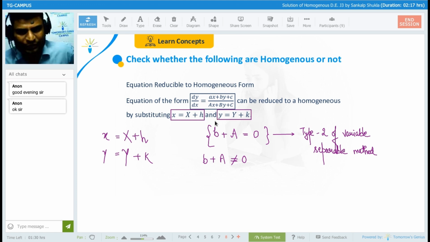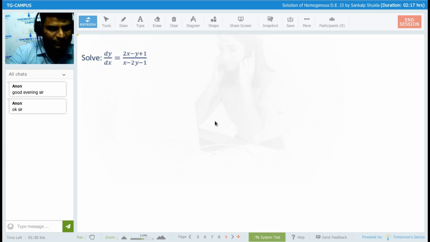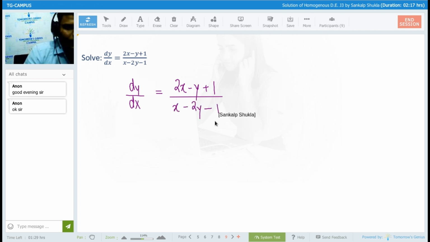These are the substitutions that you are going to make. Okay, should we start the question directly? Alright, see how we are going to do this. So dy by dx is (2x minus y plus 1) divided by (x minus 2y minus 1).